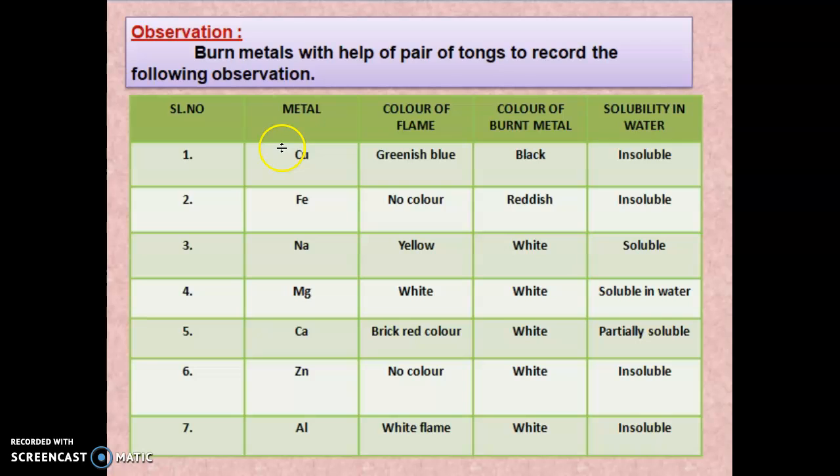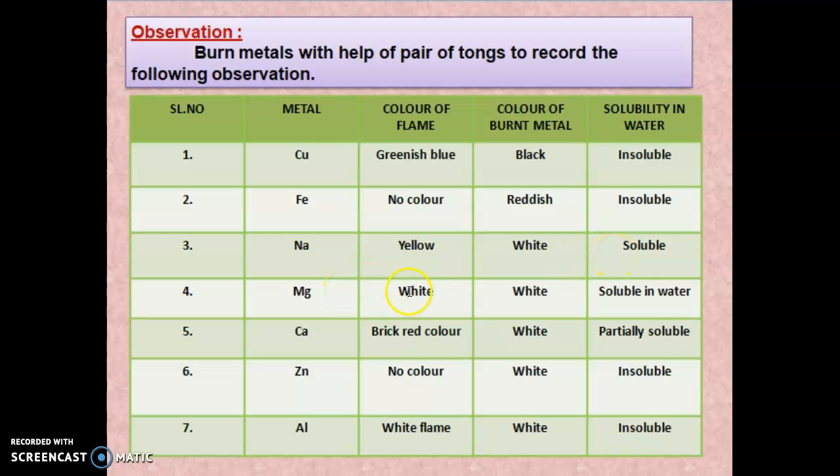Metal Cu, that is copper. The color of the flame is greenish blue. The color of the burnt metal is black, and it is insoluble. Same thing, Fe, that is iron: no flame color, reddish color when the metal is burnt, and insoluble in water. Sodium: the color of the flame is yellow. The color of the burnt metal is white and it is soluble in water.